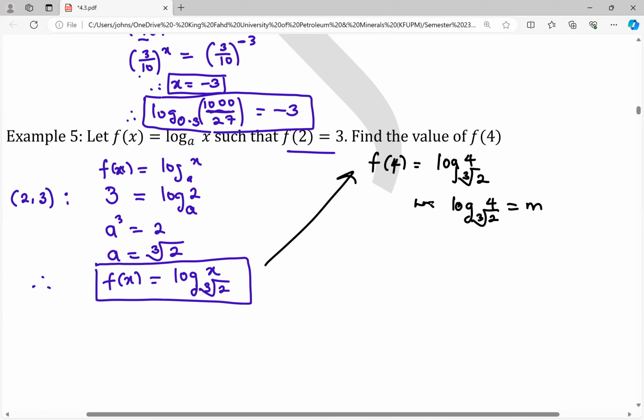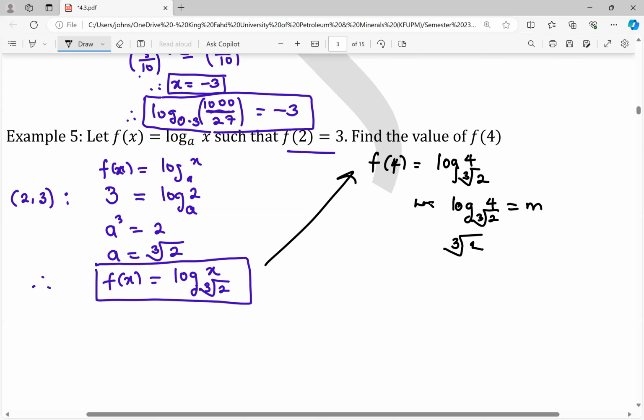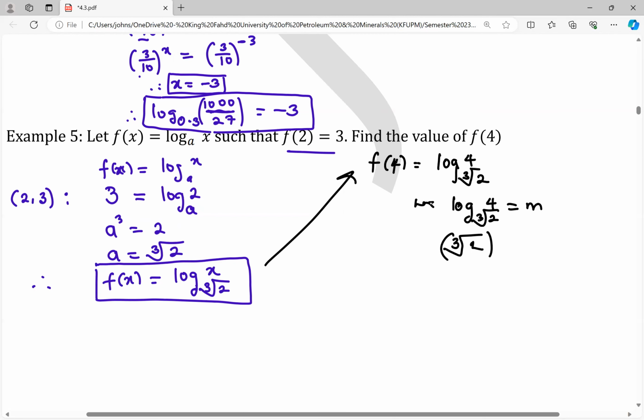And once we let this be m, then we can change from logarithmic to exponential. So when we change from logarithmic to exponential, you can see that this will be the cube root of 2, all to the power m, equals 4. This is 2.